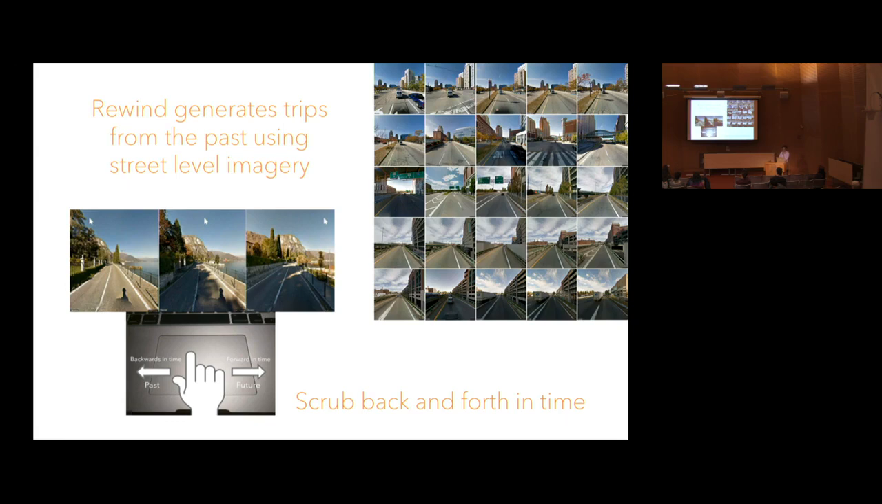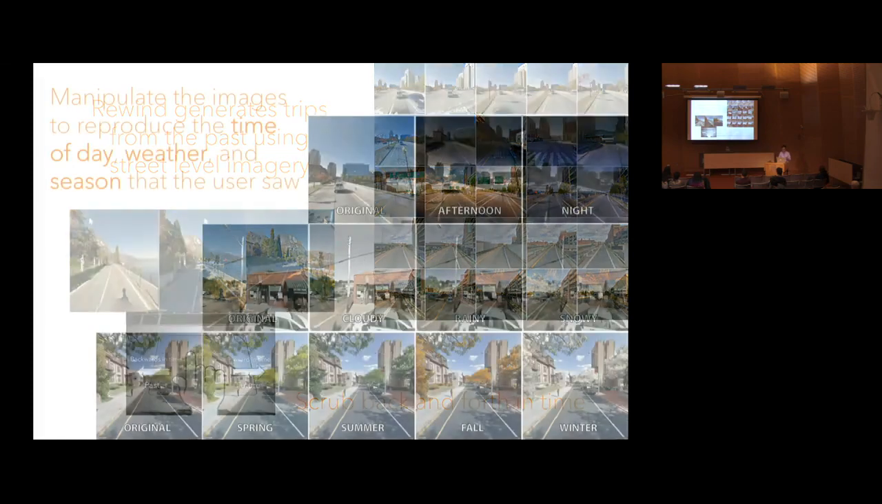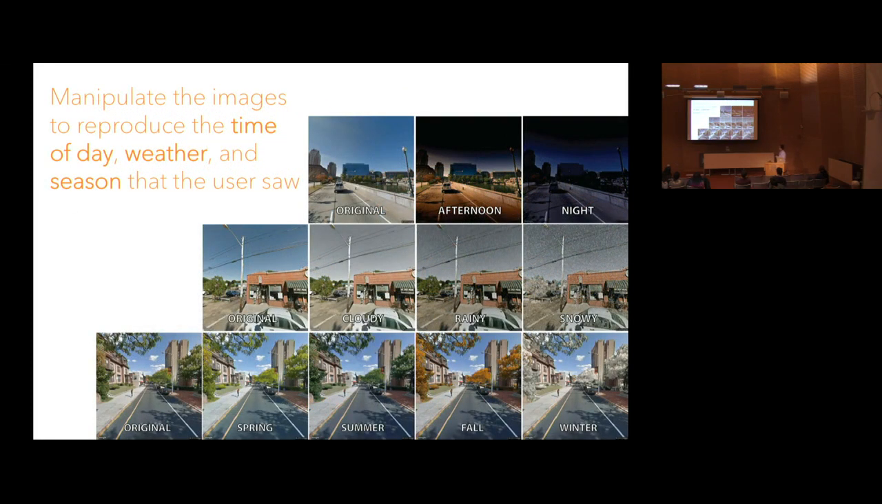That's one idea. But then the problem is, these Street View images are not exactly what you saw when you were there, right? They're all sunny and the weather conditions don't match. You might have seen them at night. So the next part is, we put together a way to manipulate the images so it matches what you actually saw in the past a little bit more accurately.